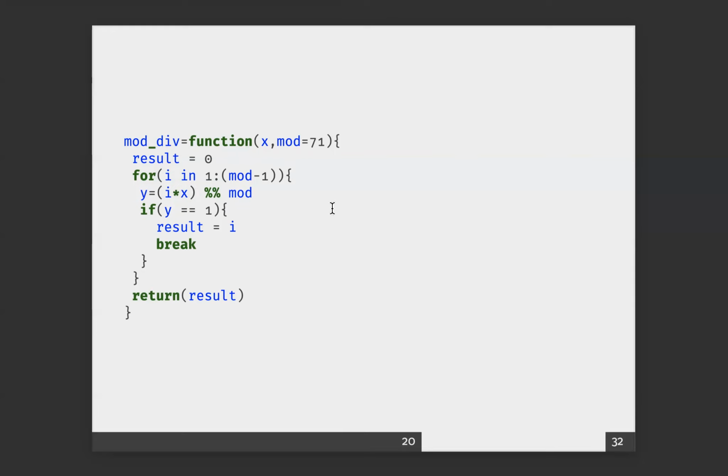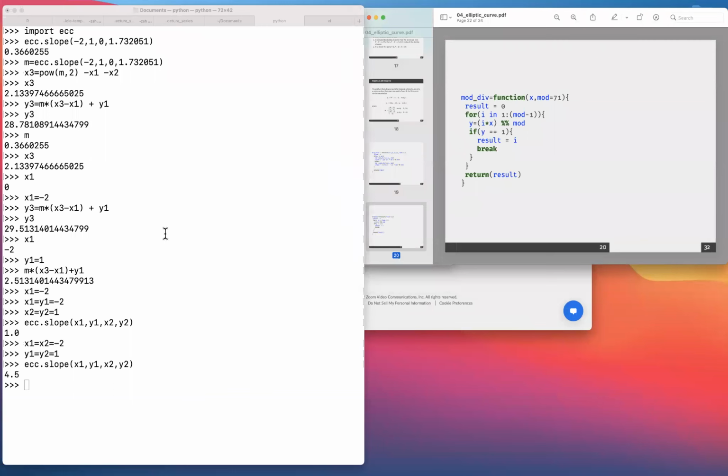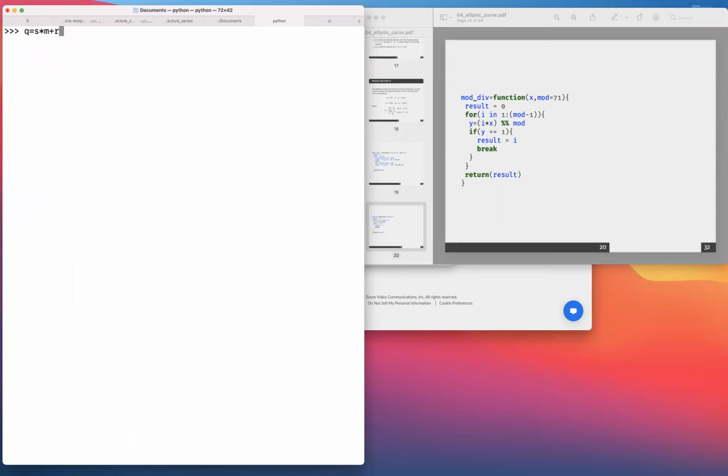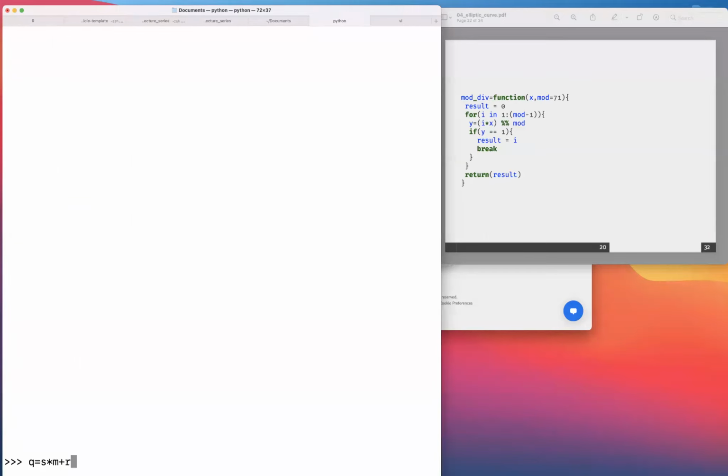So if you remember, in our previous discussion, if you have a number, let us say Q is equal to some number S times M plus R. Okay. So just let me, sorry, I have to.